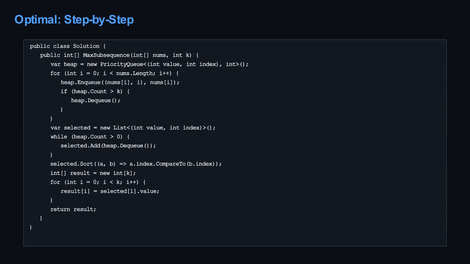Then, 3 at index 2. We add (3, 2). Now the heap size is 3, exceeding k. We remove the smallest element, which is (1, 1). The heap now contains (2, 0) and (3, 2).